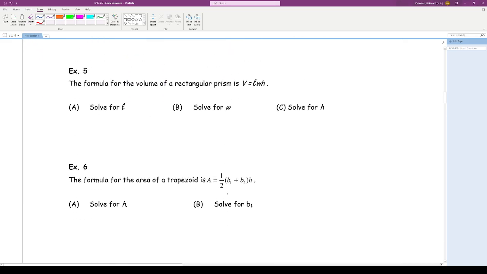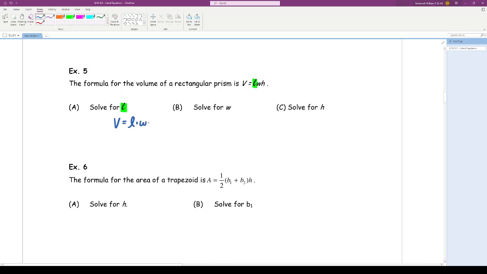Number 5, we have one very similar to how we started. The only difference is instead of the product of 2 variables, the volume of a rectangular prism is the product of 3 variables. So if we want to solve for L, I'm going to find that. L is right here. L is multiplied by W and H. So that just means we need to divide by both of those in order to rearrange and solve for L.